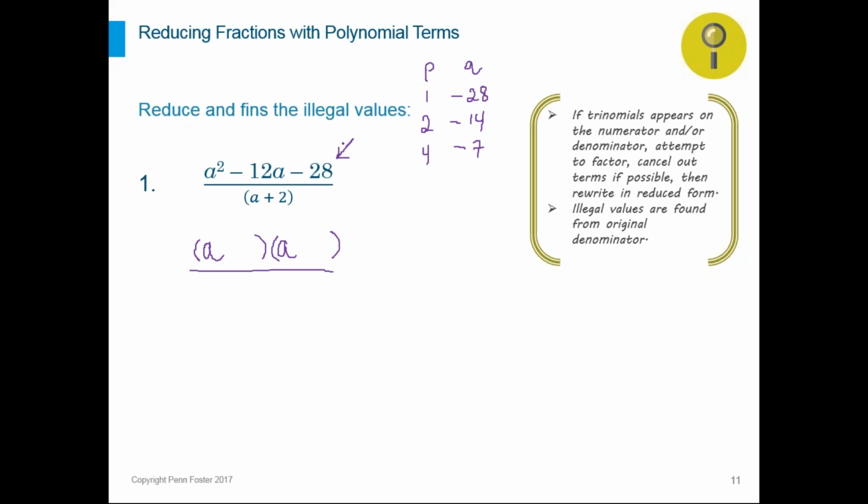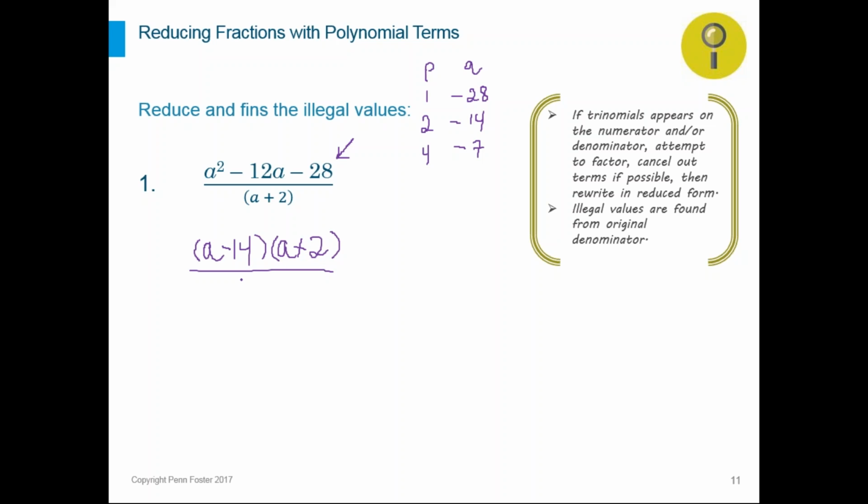Now we need to try and see which one will give us negative 12 as a sum. And you will know it is going to be the 14 and the 2, because negative 14 times 2 will give you negative 28. And also negative 14 plus 2 will give you negative 12. So the factors I'm looking for are negative 14 and positive 2. Now I factor the trinomial.